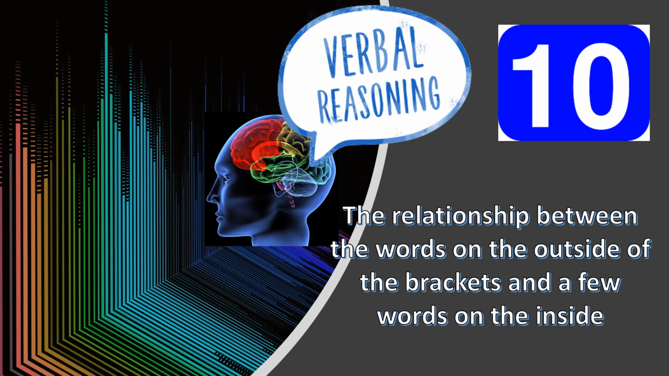Hello and welcome back. Today we will be looking at verbal reasoning type 10. Type 10 is all about the relationship between the words on the outside of the brackets and a few words, sometimes it's one, sometimes it's more than one, on the inside of the brackets. Let's have a look at the examples so you can understand what I am talking about.